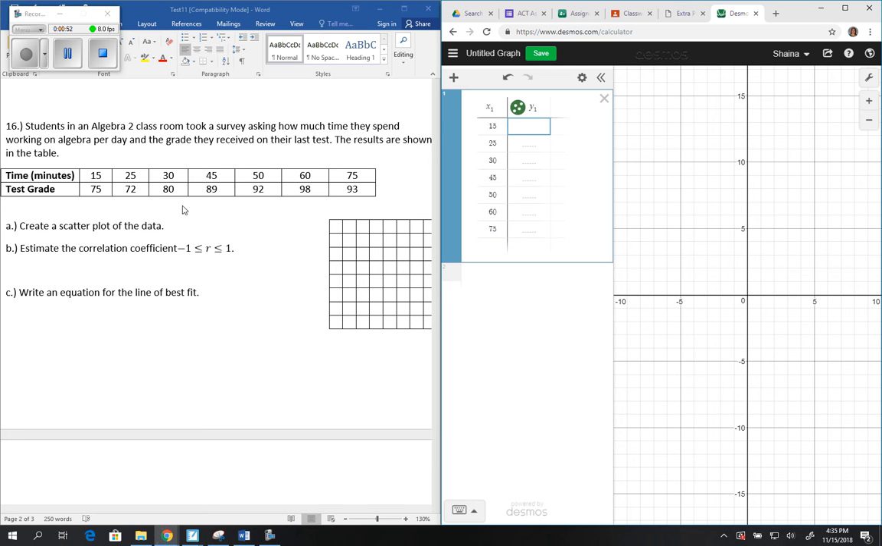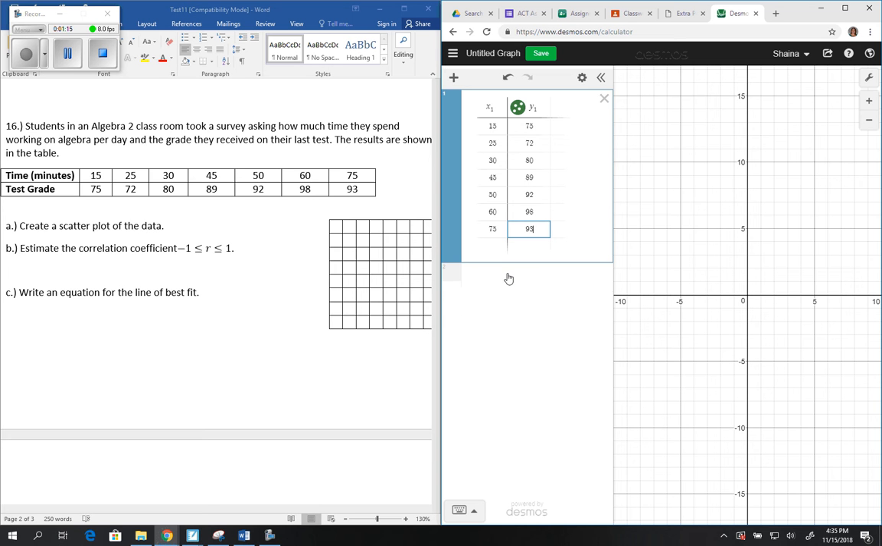Our y values then would be our test grade, so we're saying that our test grade depends on our time, which logically would make sense. We're going to say 75, 72, 80, 89, 92, 98, and 93. So in our x column, we have our times. In our y column, we have our scores.